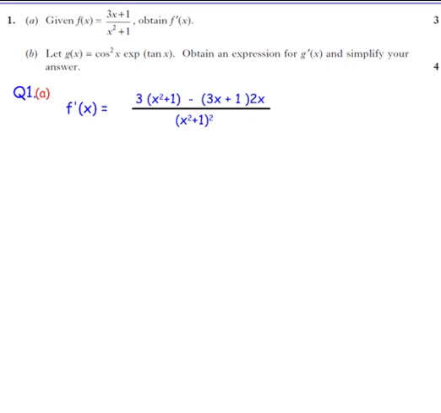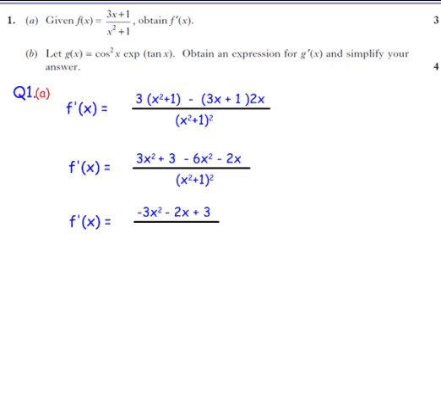You can simplify this by multiplying out the brackets on the top. So that will be 3x squared plus 3, and then minus 3x times 2x is minus 6x squared, and minus 1 times 2x minus 2x, all divided by x squared plus 1 all squared. 3x squared minus the 6x squared is minus 3x squared minus 2x plus 3 over the bottom all squared, which is x squared plus 1 all squared.